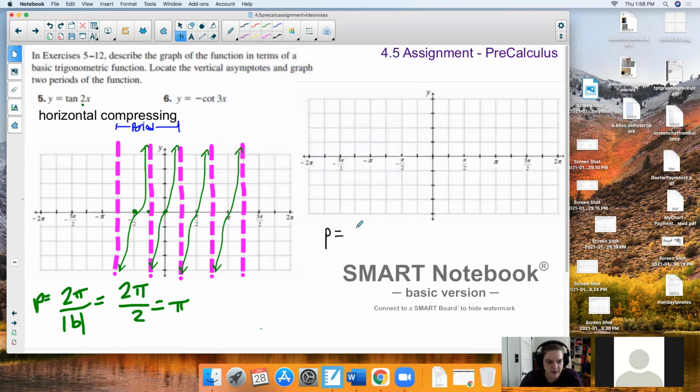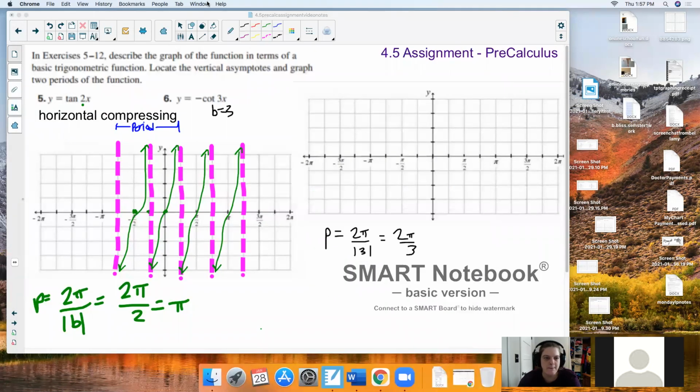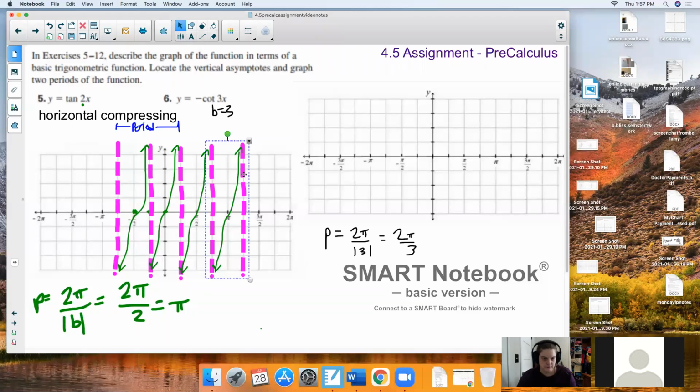So our new period is going to be 2 pi over b. And in this case, b is 3. And so we're going to do 2 pi over 3 to be 1 period. And we're also going to go negative. So just as a reference, again, cotangent would potentially have an asymptote at 0. So we're going to still have that asymptote at 0, but then our next asymptote is going to come at 2 pi over 3, because that is where our period says it is.